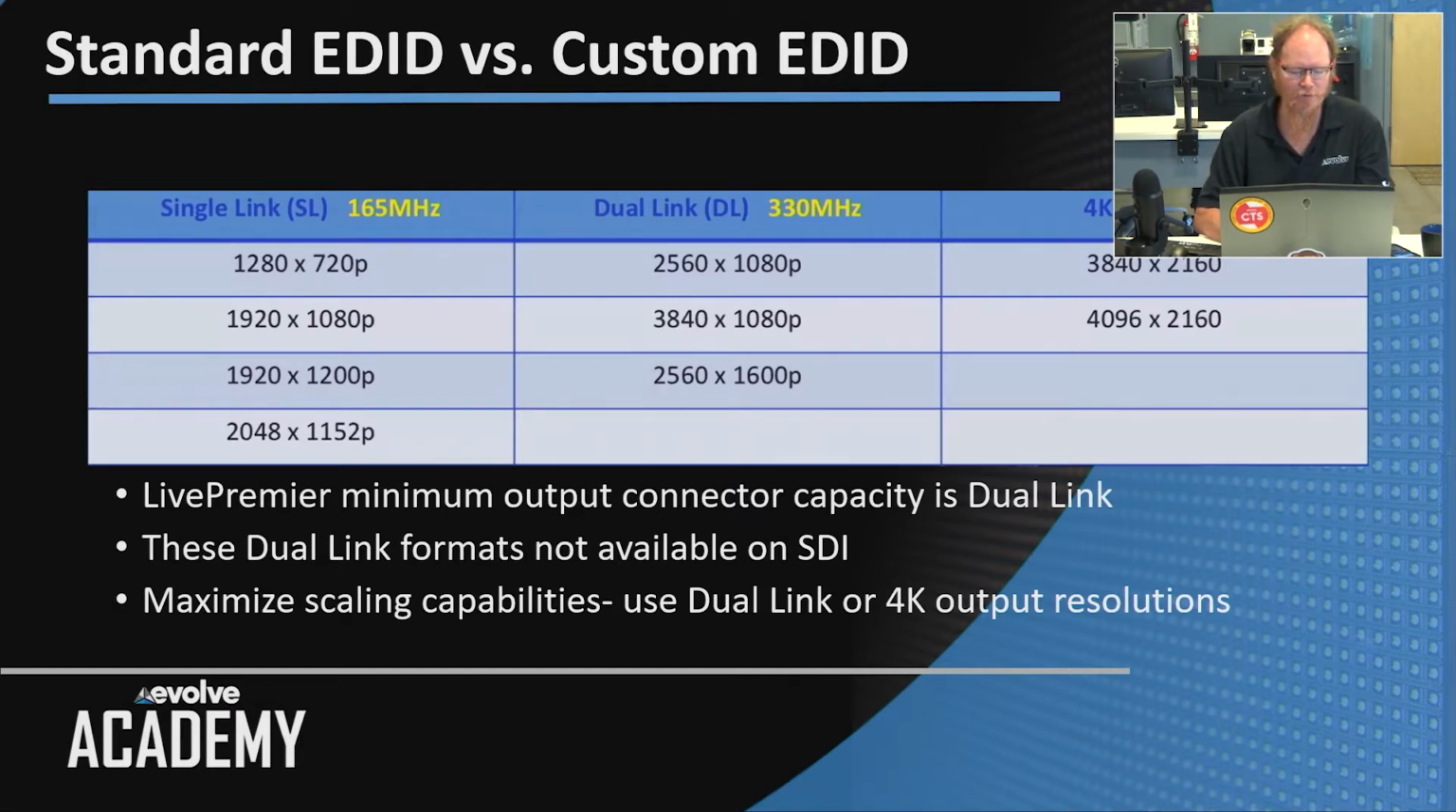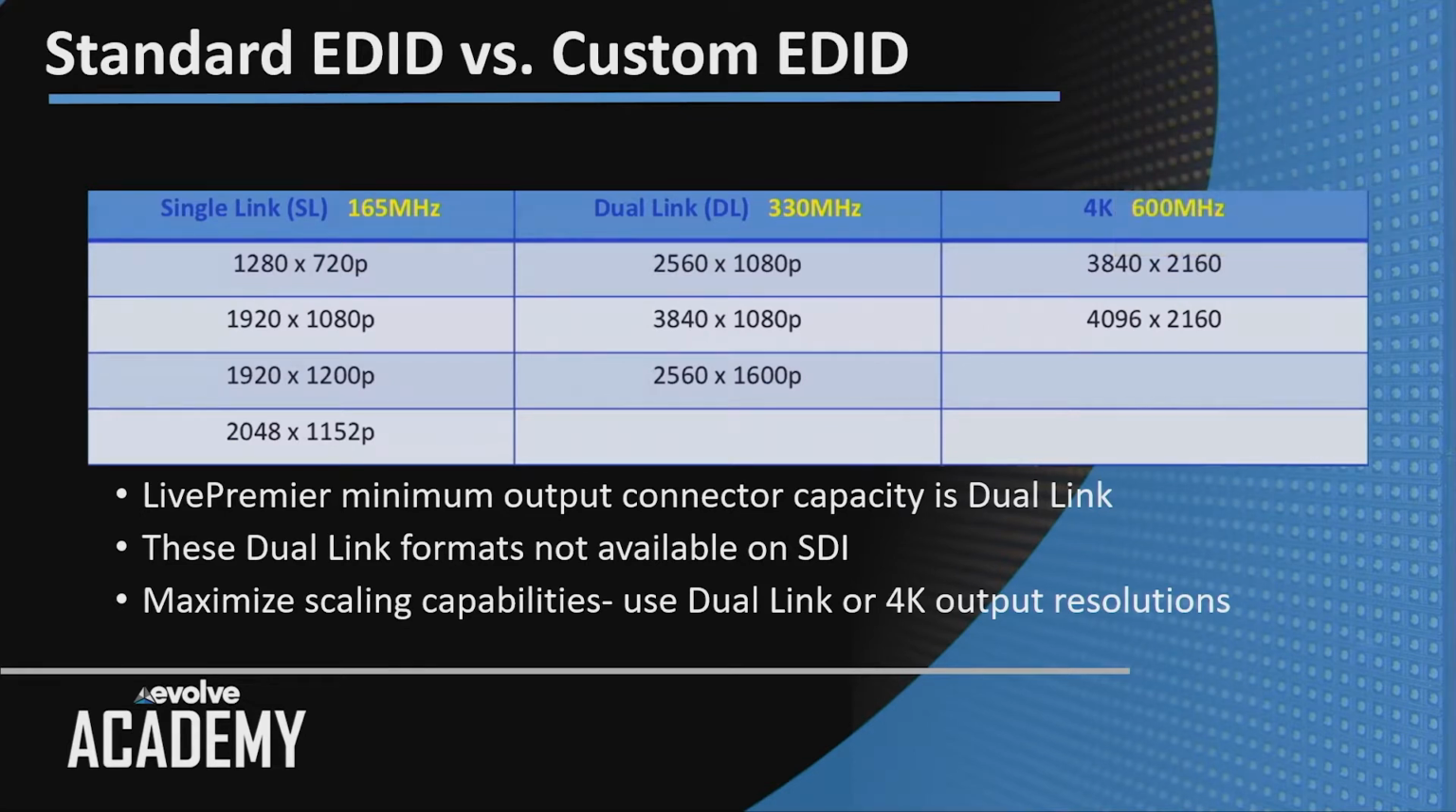The minimum output capacity on LivePremier is dual link capacity. It's called capacity 1 in the current firmware. So anything with a capacity 1 is dual link and is going to fall under this 330 megahertz clock rate. Dual link is not available on SDI. There are some 6G standards that are available on the SDI output connector, but you have to set the connector capacity to capacity 4 to get those 6G output standards.